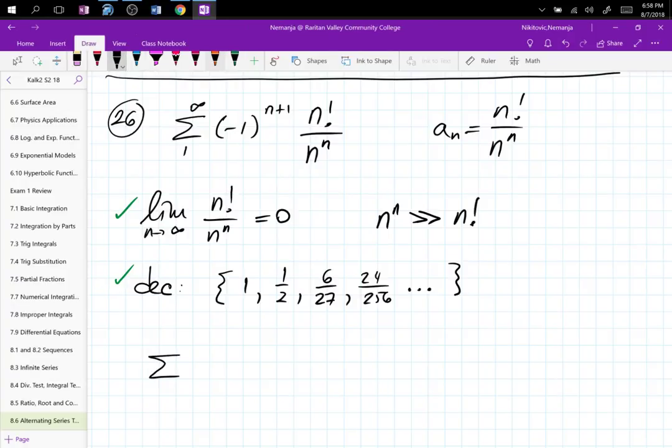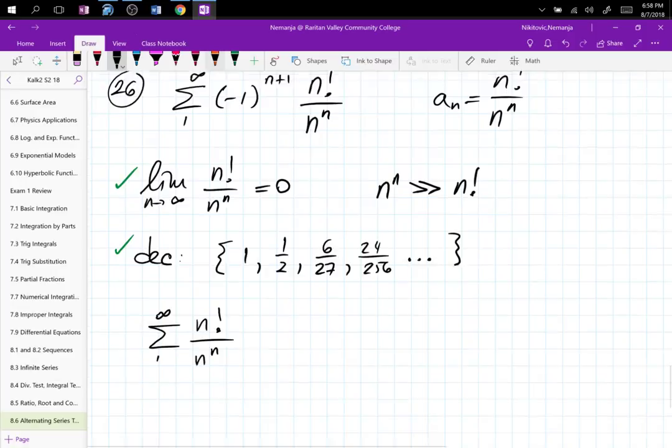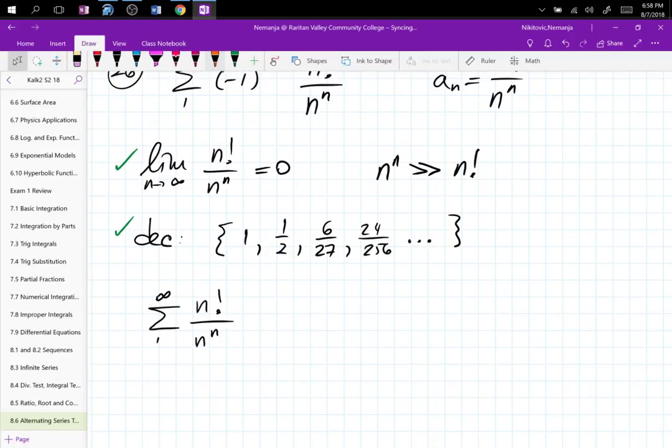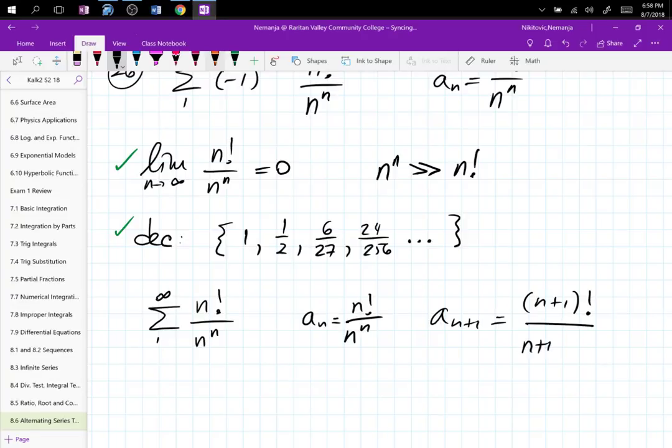So now for convergence, on a convergence branch, I have to take a look at the summation of n factorial divided by n to the n from 1 to infinity. And which test do we use for this? Ratio test. We use the ratio test because we have factorials, right? So we have our an, that is n factorial divided by n to the n, and we have an plus 1, which is n plus 1 factorial divided by n plus 1 raised to the n plus 1.